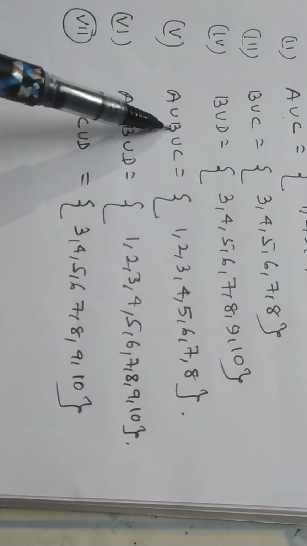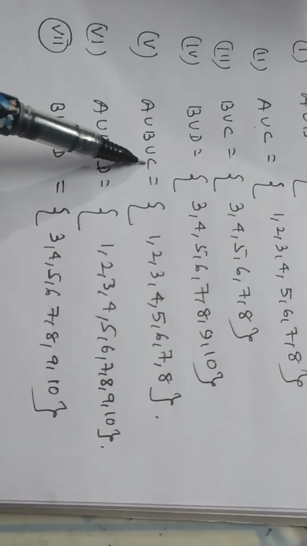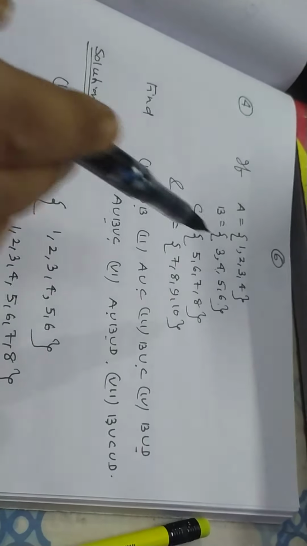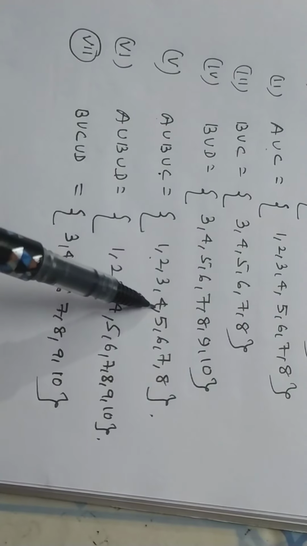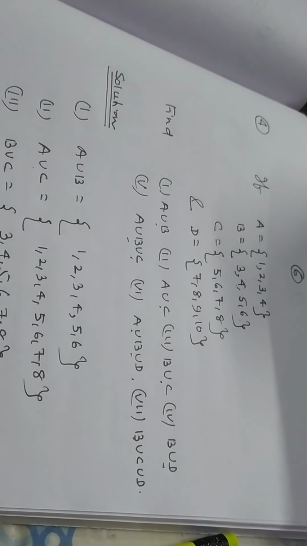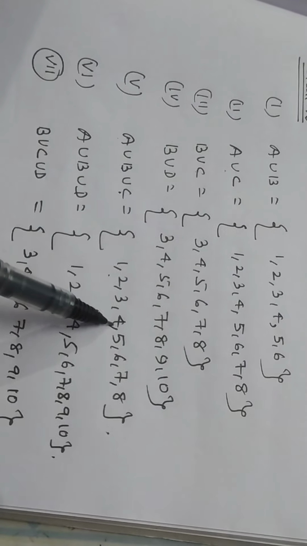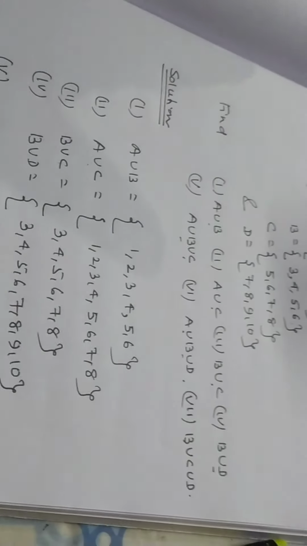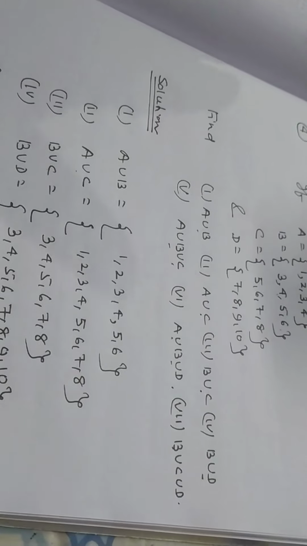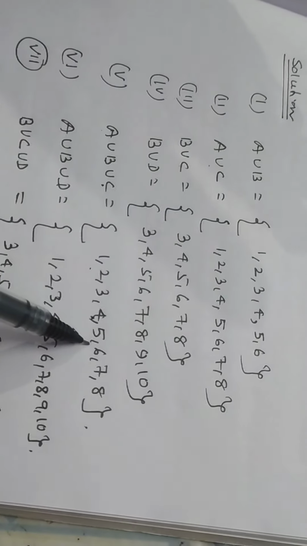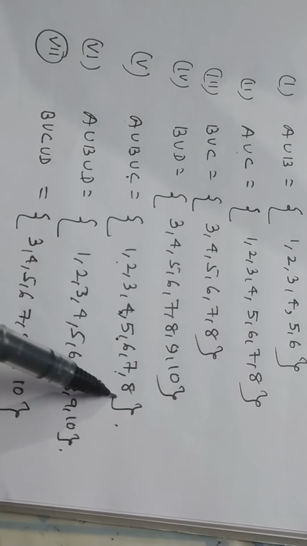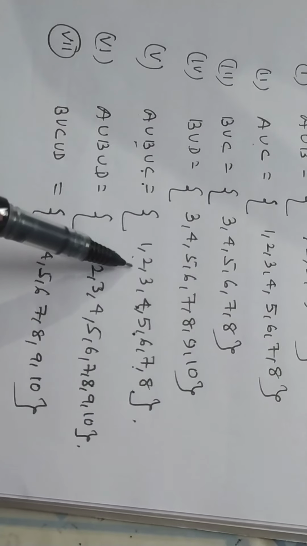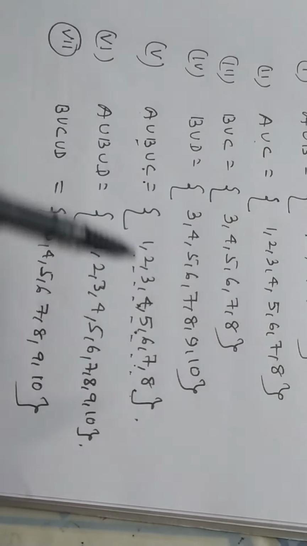Now A union B union C. Try to understand. In A, 1, 2, 3, 4, we write 1, 2, 3, 4. In B, 3, 4, 5, 6, we will not write the overlapping elements, so we write only 5, 6. And in C, 5, 6, 7, 8, we will not write overlapping elements, so we write only 7, 8. So A union B union C is 1, 2, 3, 4, 5, 6, 7, 8.